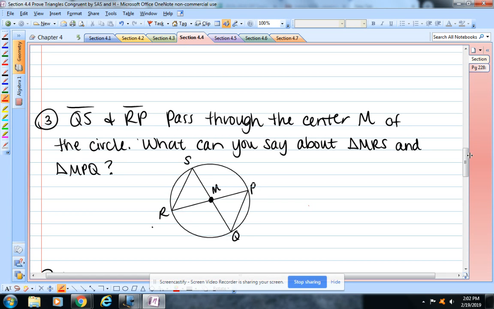That means this is the diameter and this is the diameter, right? Because that's the definition of a diameter. It goes through the center of a circle, and it's a chord, which means it's on the edges of the circle. What can you say about triangle MRS and triangle MPQ? What can I say about those triangles? How? Prove it.